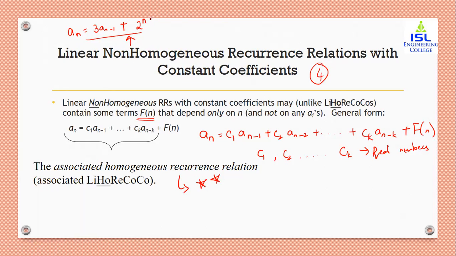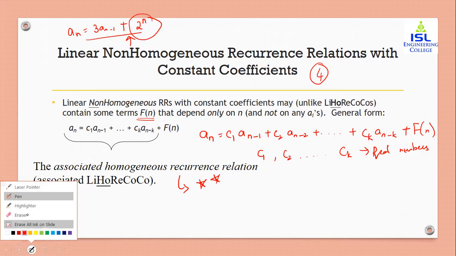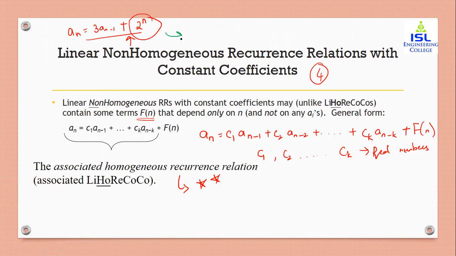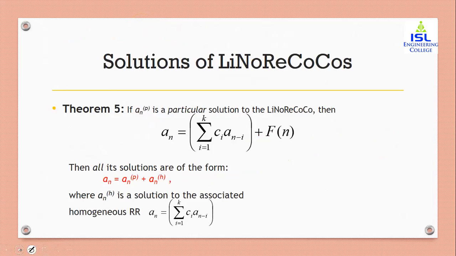First and foremost, we have this f of n, a function which is dependent only on n and not on the a_n terms, and this is known as linear non-homogeneous. For these, we can't use the four theorems that we studied earlier. That is, we cannot consider the general equation and then find the roots, as we did in the earlier case. For this case, we will need another solution, which you will see in the next slide.